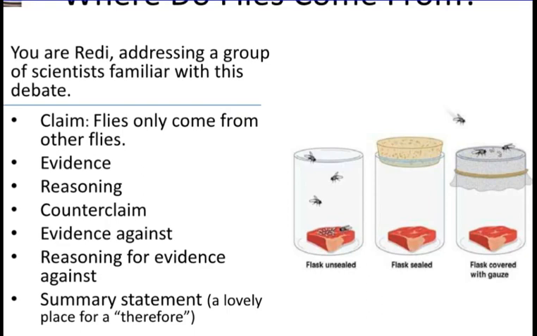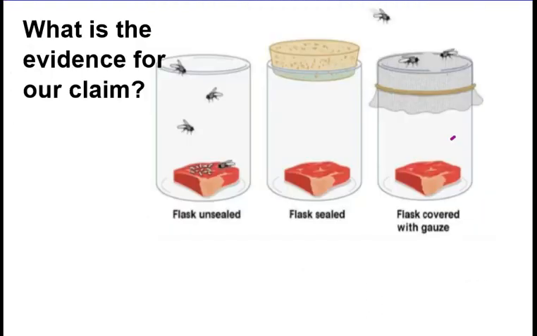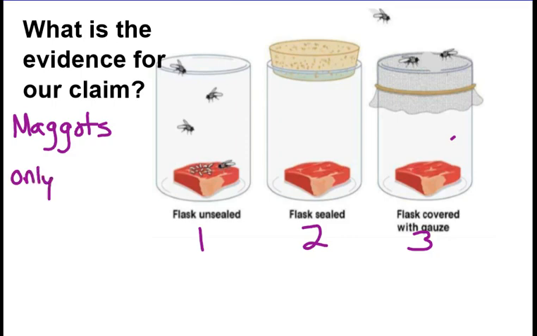There's several ways you could write your evidence. We'll come back to that slide. But how would you word your evidence? What is your evidence that maggots come from flies? Where is the only flask that maggots are present? One, two, or three? The first one, okay? So what you're going to say is that maggots only form in an unsealed flask.